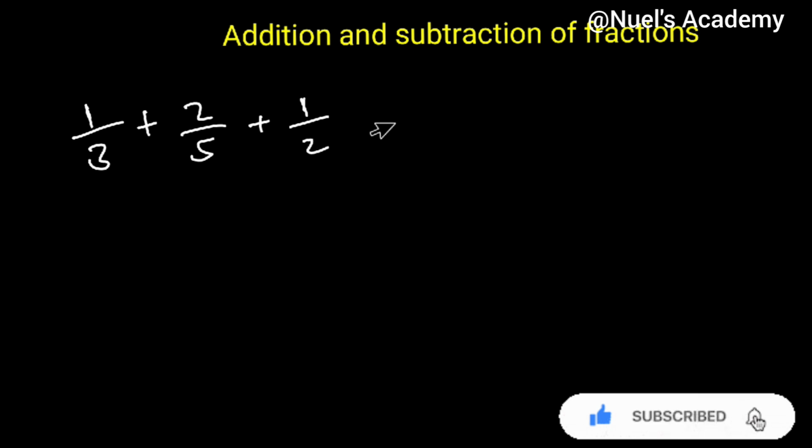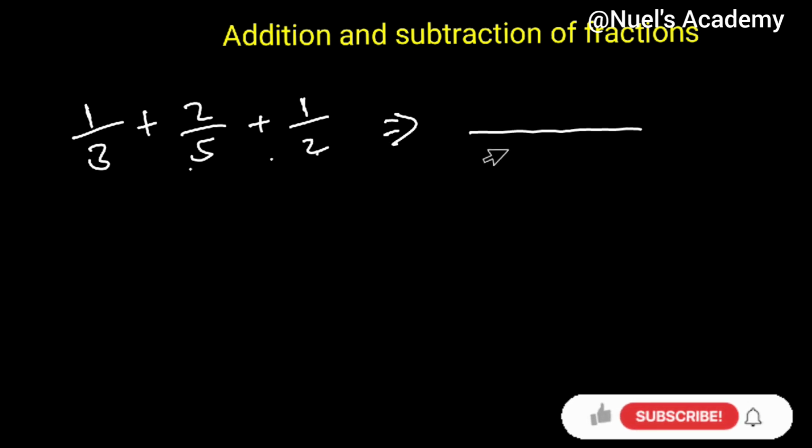Alright, so this is going to be equal to, let's find the LCM of 3, 5 and 2. In fact, because these are all prime numbers and they are in simplest form, we're going to just multiply these 3 denominators. So that is simply the LCM. So 2 times 5 is 10, 3 times 10 is 30. Alright, so 30 divided by 3 is 10. 10 times 1 is equal to 10.